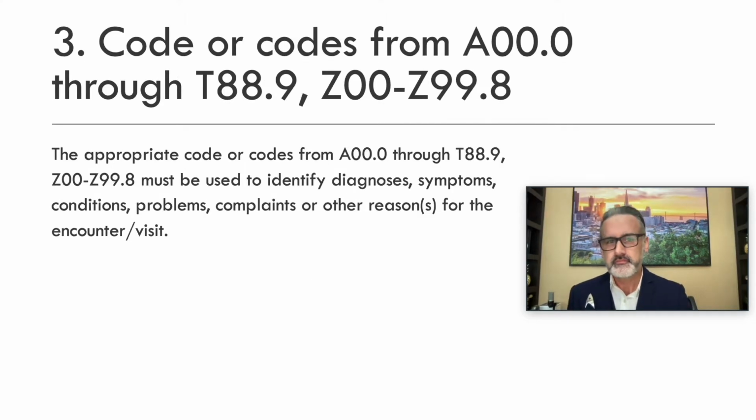And then part number 3 here discusses the codes from A00.0 through T88.9 and Z00 through Z99.8. Those codes must be used to identify the diagnosis, symptoms, conditions, problems, complaints, and or other reasons for the encounter visit. So simply put, we just choose the correct diagnosis code in those categories, in the ranges there, for whatever the patient is being seen for that particular encounter.